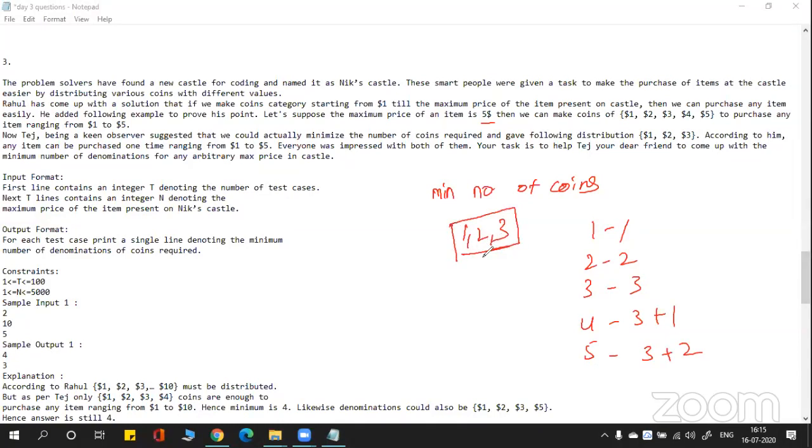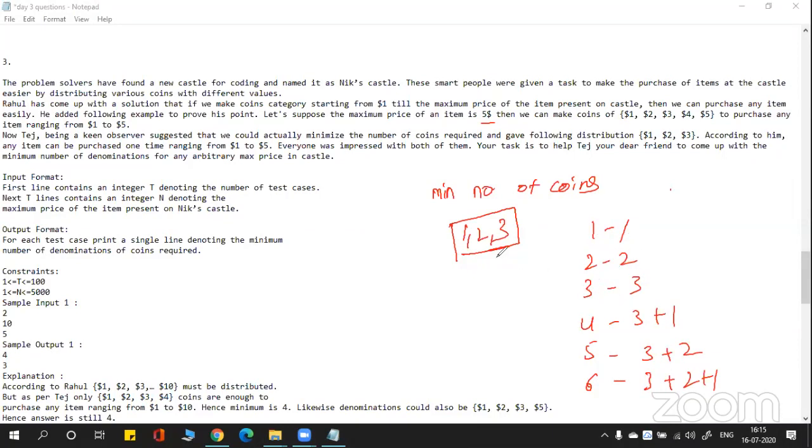Can anyone tell me what is the maximum cost of a product which we can purchase with only these three coins? Six. Yes. So what is that? It's the sum of all these numbers. So even six we can get: 3 plus 2 plus 1.